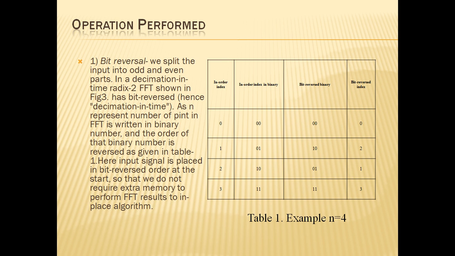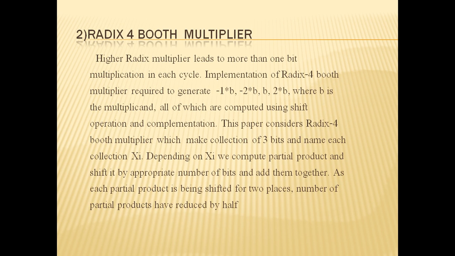So this is the first unit that we perform, bit reverse, and next is the radix-4 Booth multiplier. For the multiplication we are using a radix-4 Booth multiplier, which is very efficient. A higher radix multiplier leads to more than 1 bit of multiplication at each cycle. Implementation of the radix-4 Booth multiplier requires generating -1 bit, -2 bit, +b and 2 bit. These are the basic products that need to be generated, and all of them are computed using shift operations and complementation.